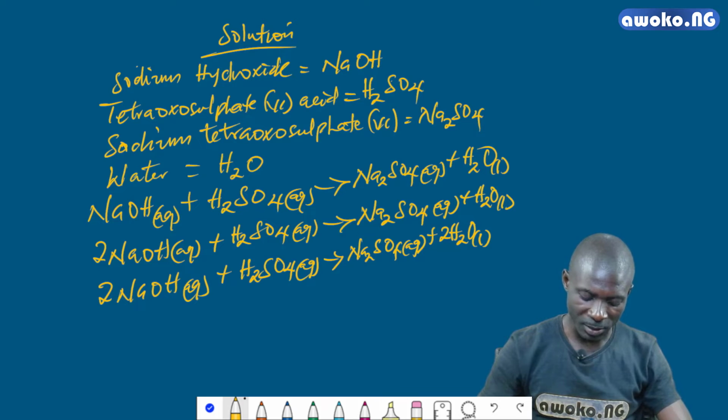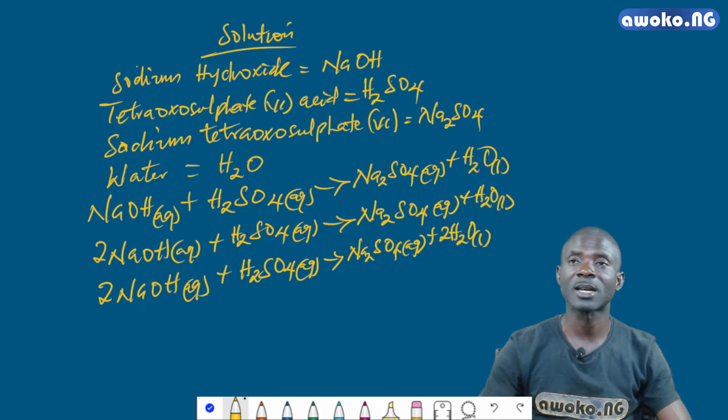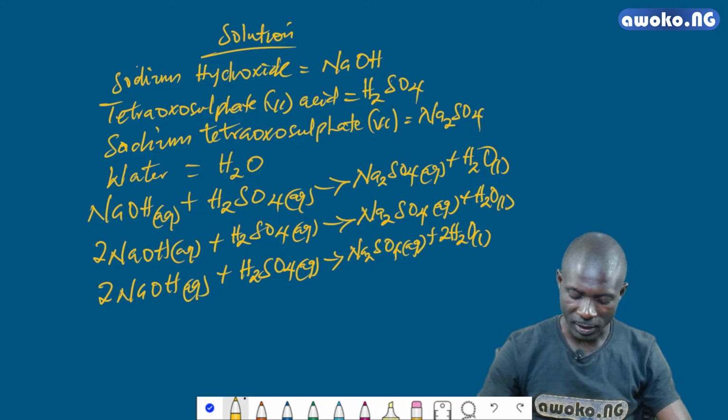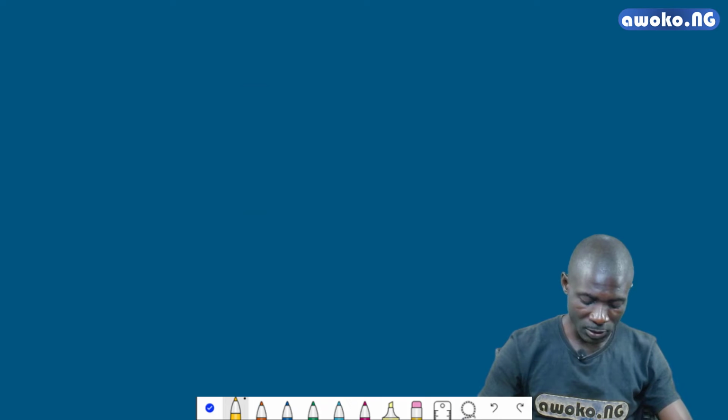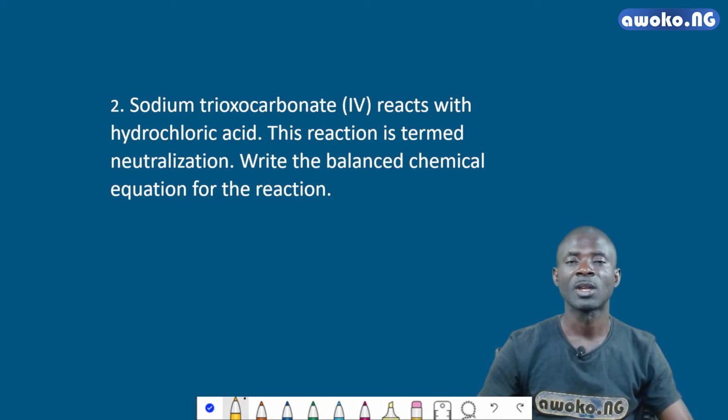Taking a look at element by element, I have sulfur. My right hand side is 1 atom. My left hand side is also 1 atom. Oxygen at my left hand side is 6 atoms. My right hand side is also 6 atoms. So this is a balanced chemical equation for the neutralization of sodium hydroxide and tetraoxosulfate 6 acid to produce sodium tetraoxosulfate 6 and water. So let's look at our last question on neutralization reaction.